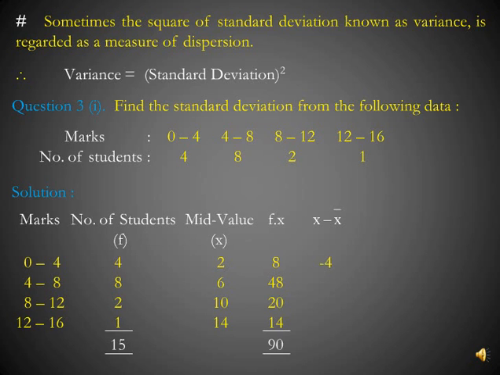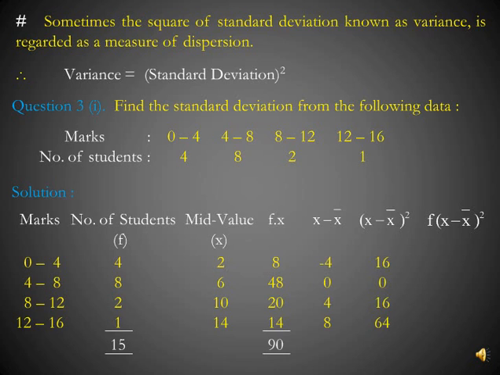So x is 2 and x bar is 6. 2 minus 6 is minus 4. 6 minus 6, 0. 10 minus 6, 4, and 14 minus 6 is 8. Next column will be of x minus x bar whole square. So minus 4 whole square 16, 0 square 0, 4 square 16, and 8 square 64.